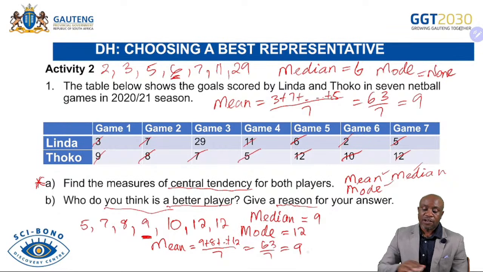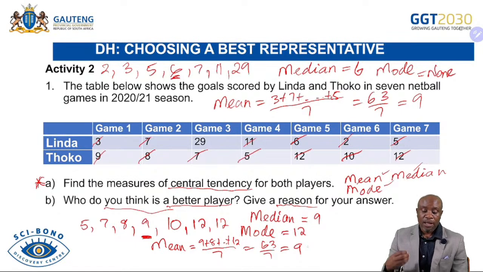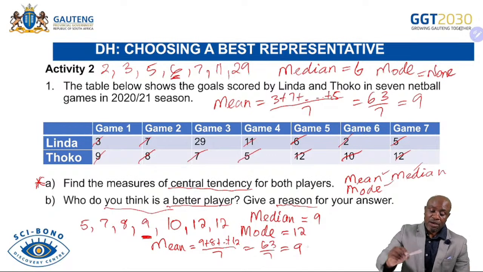Now, on surface value, one would think, oh, these players performed the same way because they have the same mean, they have the same average. Remember, the three are what we call the averages. They are measures of central tendency.